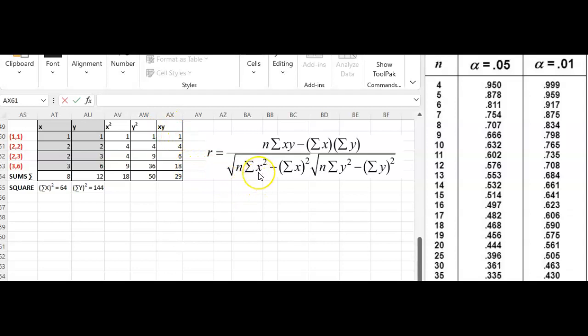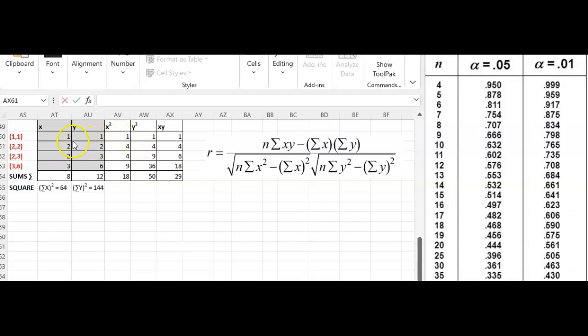So in this formula, you can see we're using x squared, y squared, x times y, and we're also summing up some of these values. We're summing up x squared, which means we're taking all of our x squared values and adding them up. Here, because our parentheses is around the summation of x, we're looking at the sum of the x's, and then we're squaring it. So all the values that we're going to need have been populated in this table.